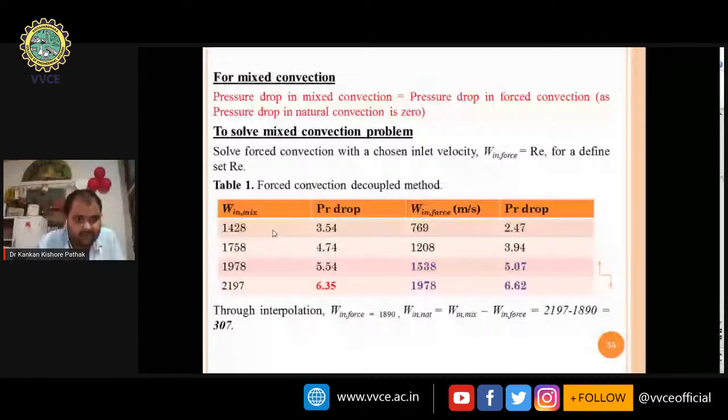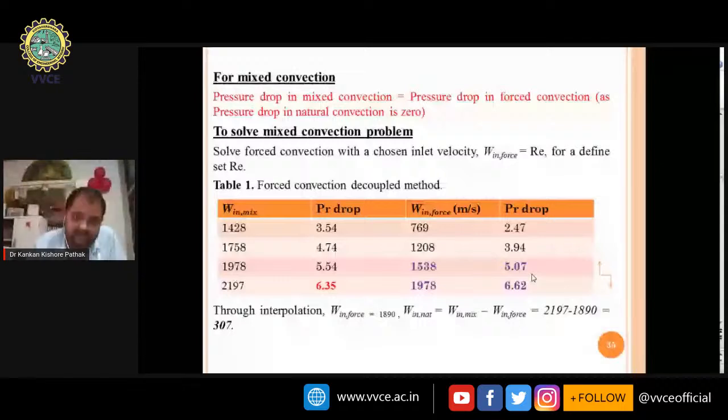Suppose we have 2197, and we are considering this as mixed convection, and we want to find the natural convection component and the forced convection component. Then we have to search for the 6.35 pressure drop, because for this 6.35 pressure drop, in the case of forced convection there will also be a velocity. So we have to check where this 6.35 lies. It lies between 5.07 and 6, and suppose 6.35 is between these two points. Corresponding to this, we have a forced convection velocity in between 1530 and 1978.